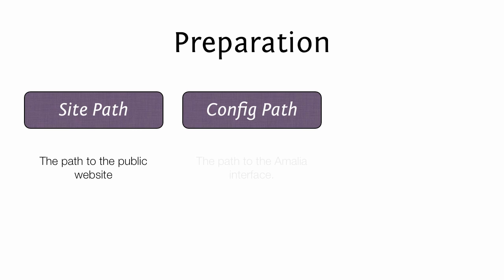The config path is the path to the Amalia interface on the server. Usually this is going to be the same as the site path with /Amalia appended to it, so that the user can go to the public website, and if they want to make any changes they can just go to example.com/Amalia. So in my example this is going to be /var/www/vhosts/example/Amalia, which is just the site path and then /Amalia.